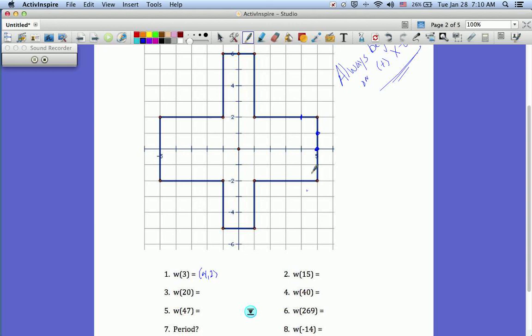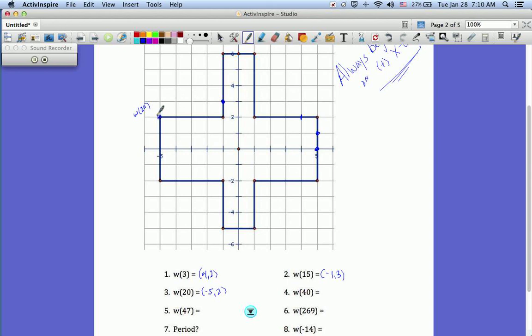I'm going to jump over to wrap of 15. 3, 4, 5, 6, 7, 8, 9, 10, 11, 12, 13, 14, 15. -1, 3. A wrap of 20. Well, that's 15, 16, 17, 18, 19, 20. And I'm going to start making some notes out here just so I don't need to count all the way, because I see things like 47, 269. I'm not going to want to count over and over and over again. This corner is -5, 2.